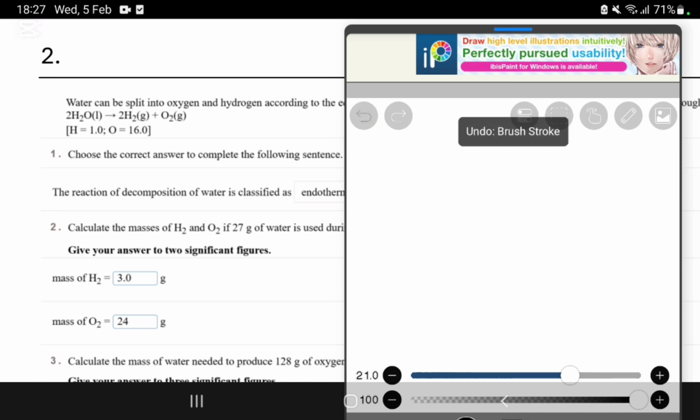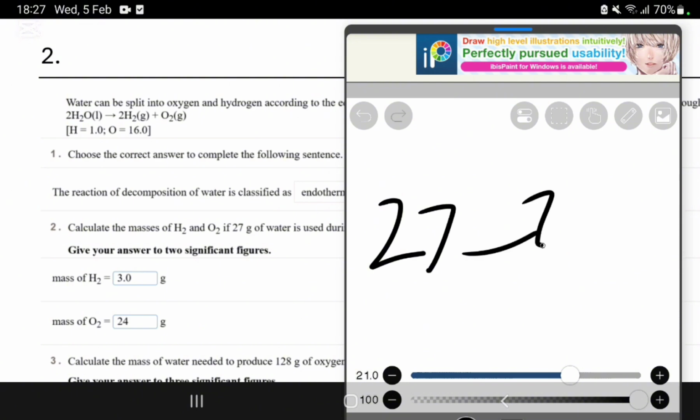Now, to find the mass of O2 by the law of conservation of mass, we can just simply do 27 minus 3, because mass is always going to stay the same between the reactants and the products. So 27 minus 3 is equal to 24.